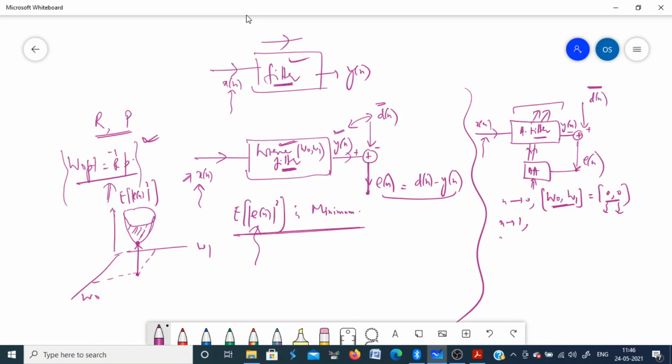Okay. So at n equal to 2, again at the next iteration and so on. After many iterations, when the mean square error becomes minimum, this algorithm will stop here. It means finally it will reach the Wiener solution basically. But it tracks this in an adaptive manner, in a recursive manner.